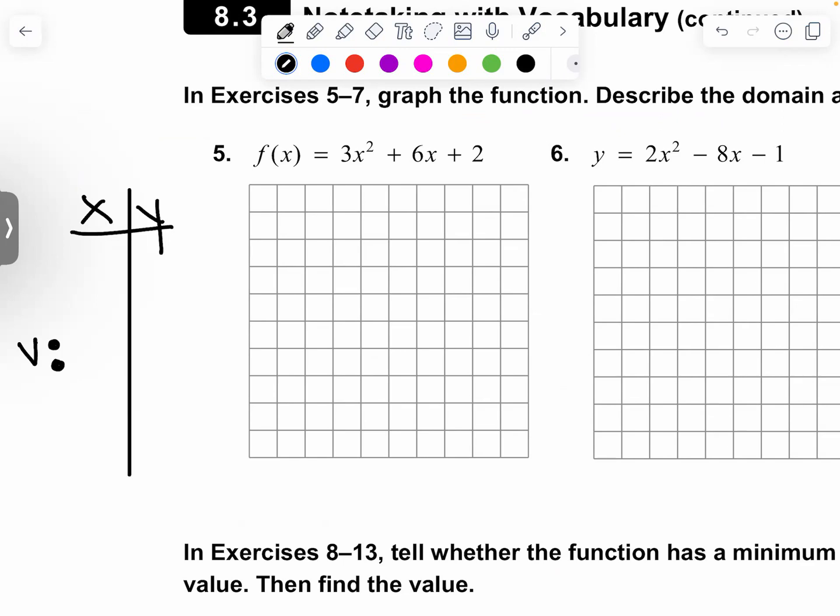I would love to write that for you. x equals negative b over 2a.